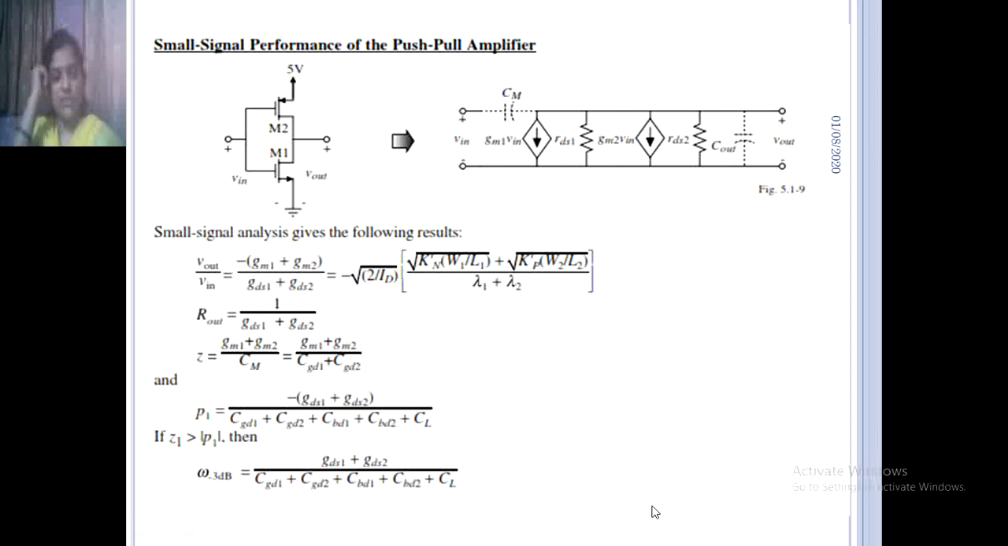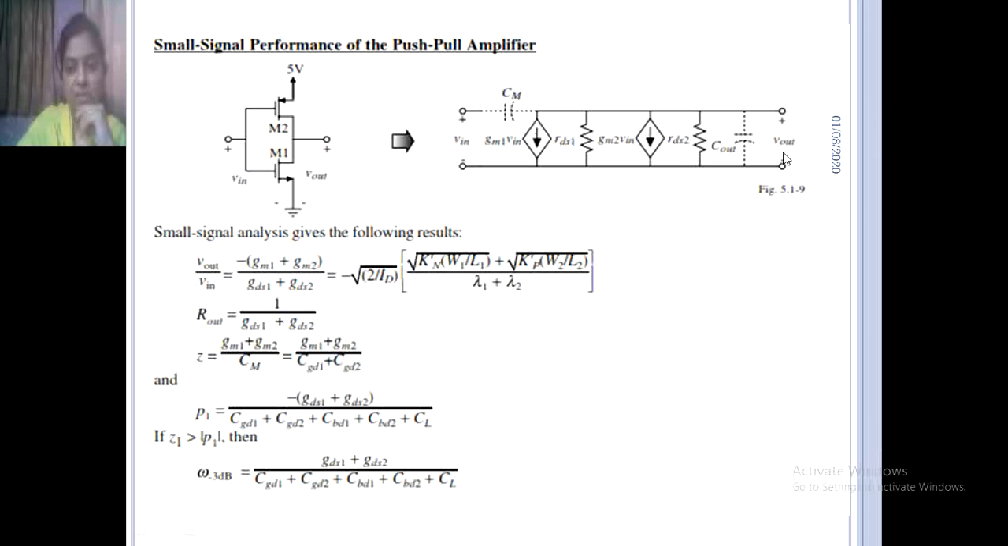So the small signal performance of the push-pull amplifier we are going to take into consideration. Again here, the same figure we have taken, and the representation in a small signal equivalent circuit we have drawn here. As we know, the transconductance for M1 and M2, according to that the capacitance values we have plotted here, for M1 and M2.